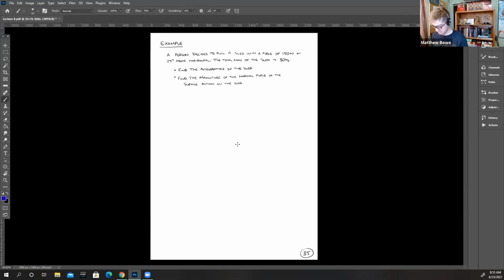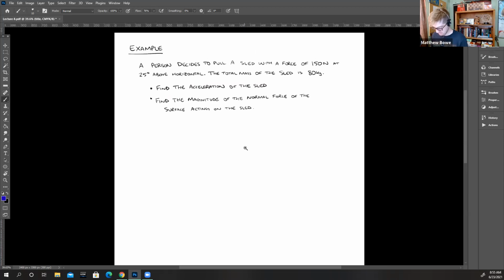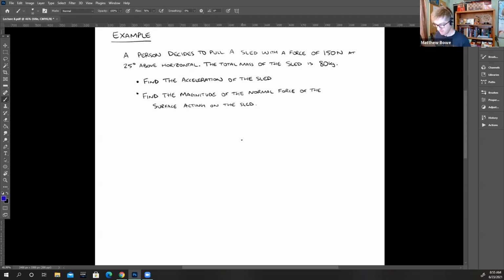Okay. So a person decides to pull a sled with a force of 150 newtons at 25 degrees above the horizontal. The total mass of the sled is 80 kilograms. And what we want to know is: find the acceleration of the sled, and find the magnitude of the normal force of the surface acting on the sled.